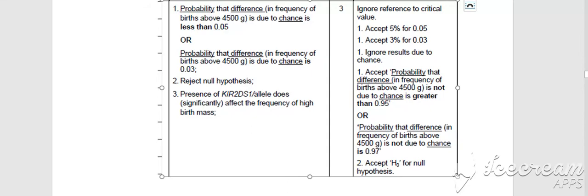They are ignoring just the idea that the results are due to chance. They are accepting that the probability that the difference in frequency is not due to chance is greater than 0.95. And they are also accepting an abbreviation for the null hypothesis. If you don't state rejecting the null hypothesis, they will also accept do not accept, but they will not allow disprove or wrong.